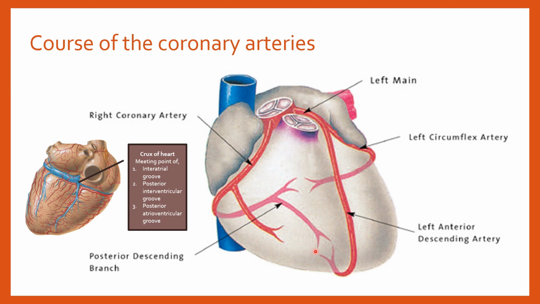groove. The circumflex artery passes at first along the left part of the atrioventricular groove, winds around the left border of the heart, and it occupies the posterior part of the atrioventricular groove. Here it anastomoses with the right coronary artery, usually on the left side of the crux of the heart.